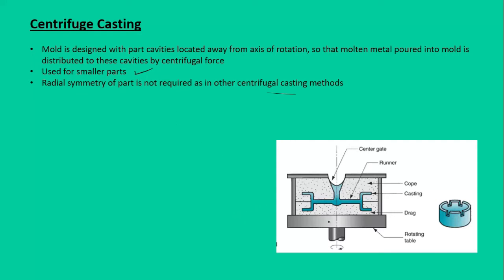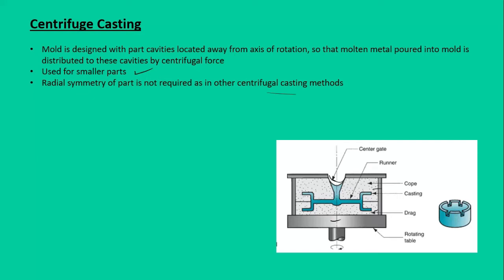So again, it has some rotating table. We have the drag and the cope, the casting with some geometries towards the edges, and there's a runner and the riser here, and kind of a pouring cup. So that was the end of centrifugal casting, and so the end of permanent mold casting and the casting processes, all kinds of casting processes.